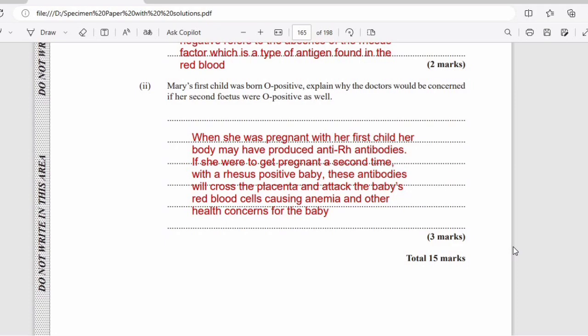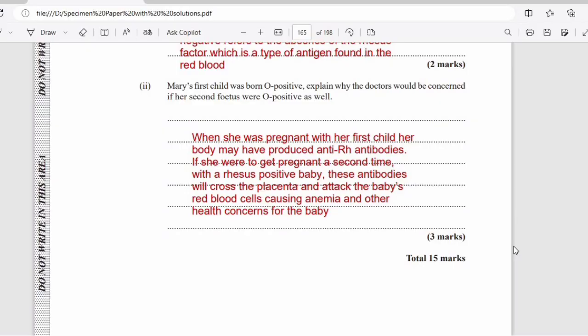Now, when she was pregnant with her first child, her body may have produced what we call anti-Rh antibodies. If she were to get pregnant a second time with a rhesus positive baby, these antibodies will cross the placenta and attack the baby's red blood cells, causing anemia and other health concerns for the baby.